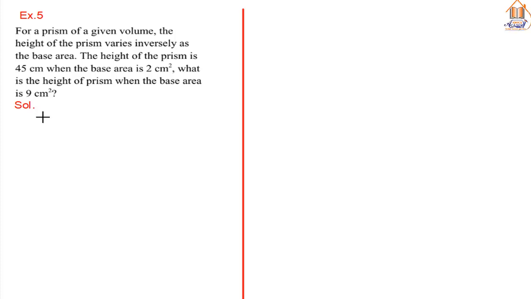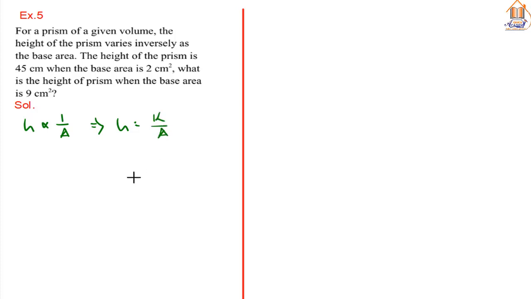Now, let's express the question mathematically. We know that our H varies inversely as our area, which is A. Now, what are we going to do here? We're going to introduce our constant. Now, how do we introduce our constant? We're going to introduce our constant K, which eliminates this variation sign. Now, we have it as our H is equal to K all over A.